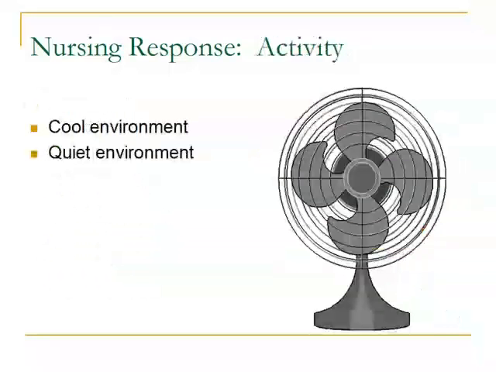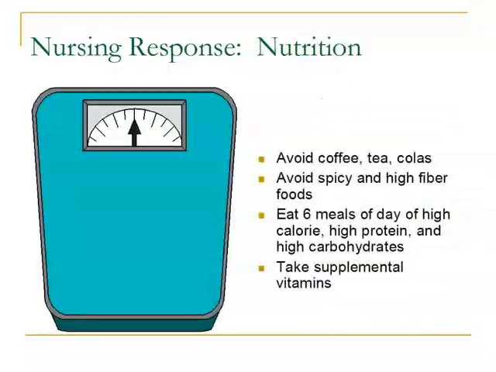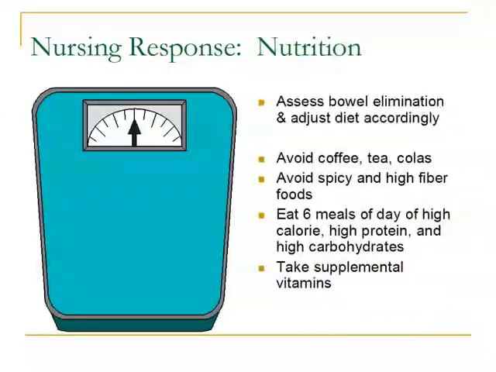For activity issues, trying to keep that patient cool, keeping them quiet, and encouraging them to rest will help a little bit with those issues. And also with patients with nutritional issues, try to avoid coffee, teas, colas, and spicy, high fiber foods that might aggravate the GI system. Have that patient eat 6 frequent meals per day that are high protein, high calorie, take supplemental vitamins, do a good GI assessment on these patients, and monitor their weight loss and diarrhea issues and things like that.